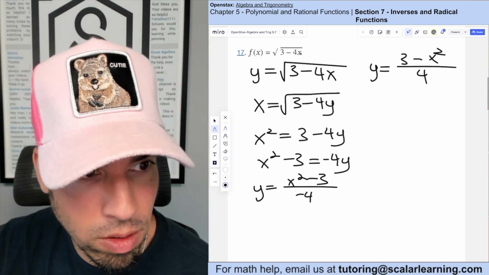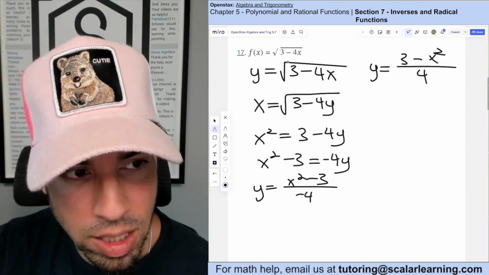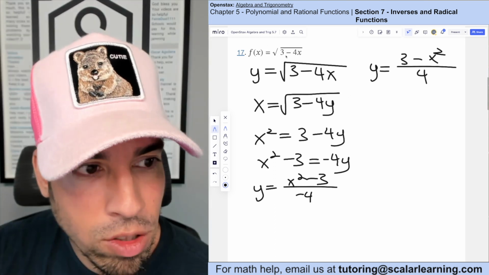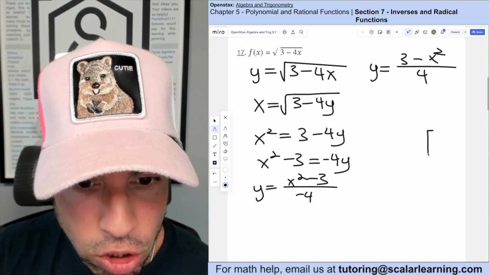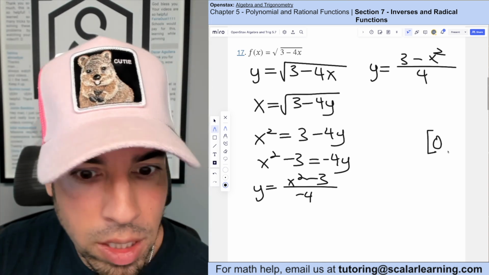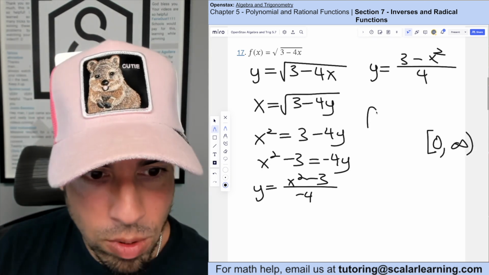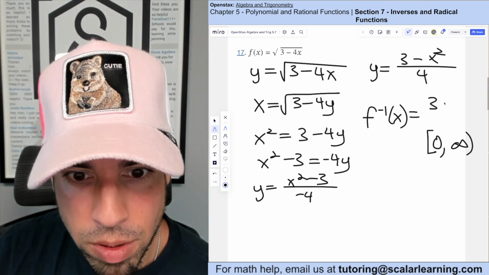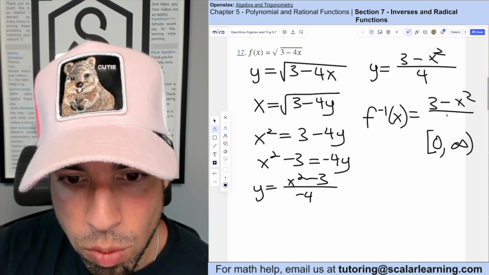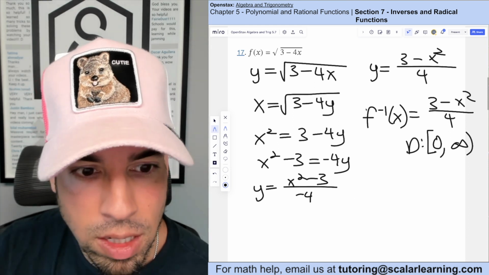You could have all these values of x being plugged in like -10, -100, -1,000,000. You're going to get bigger and bigger. So that's the range. That's going to be my domain that I'm going to impose on this function. So it's everything including 0 out to infinity. And then last but not least, now we'll replace it with that nice function notation. F inverse of x equals 3 minus x squared over 4 with the domain of 0 inclusive to infinity.